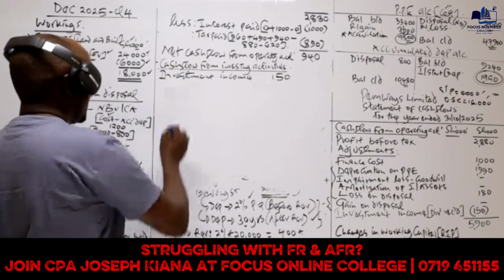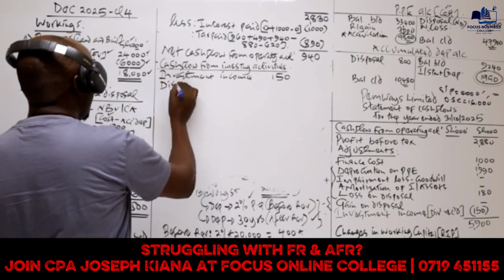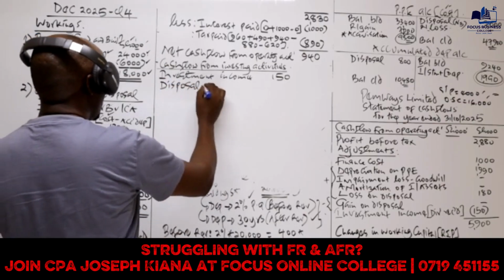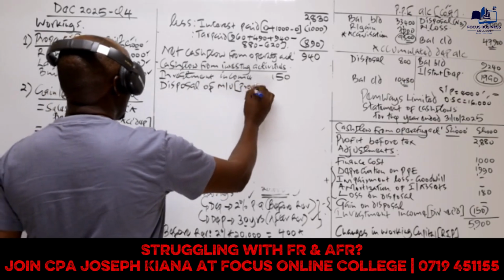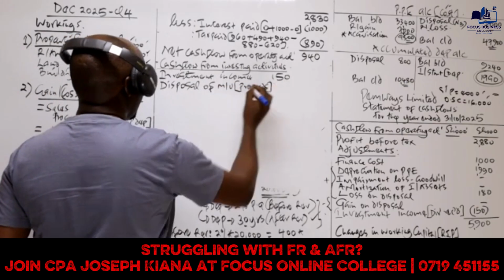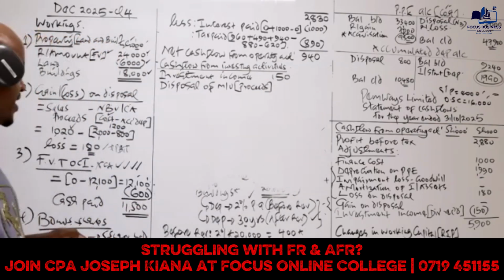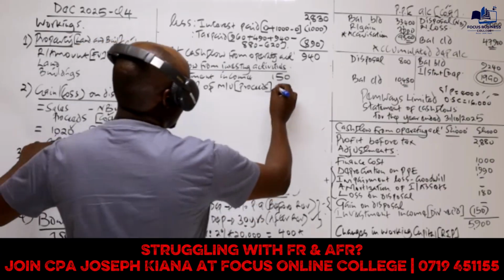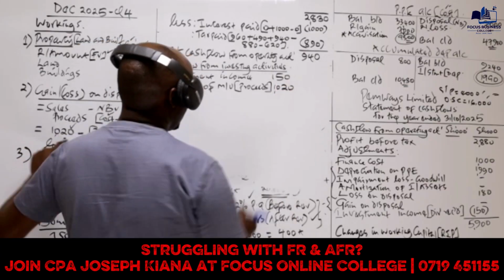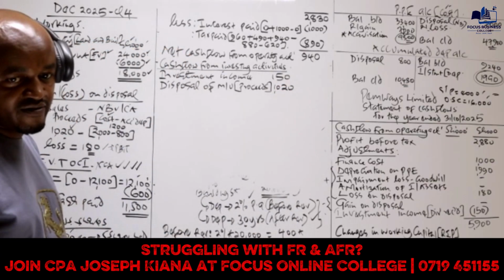So what else do we consider here? In note number 3, there was disposal of motor vehicle. Note number 3, and remember in this case we said what we consider here is the sales proceeds. How much amount was received from selling that motor vehicle? As per note number 3, it was 1020. This 1020 is still a cash inflow.